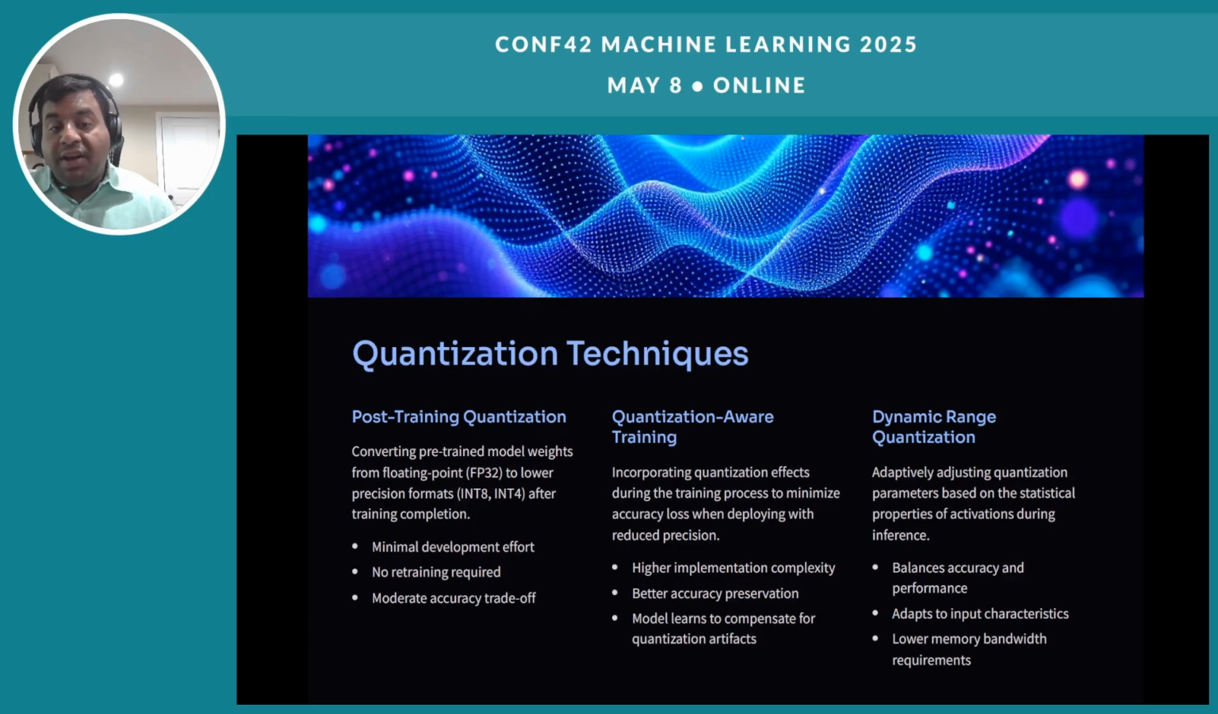Next is quantization-aware training. It incorporates the effects of quantization during the training process. The model learns to be robust to lower precision. It's more complex, but usually preserves better accuracy. Then dynamic range quantization adjusts how quantization is applied based on the actual values encountered during inference, offering a balance between accuracy and performance, especially good for varying inputs.